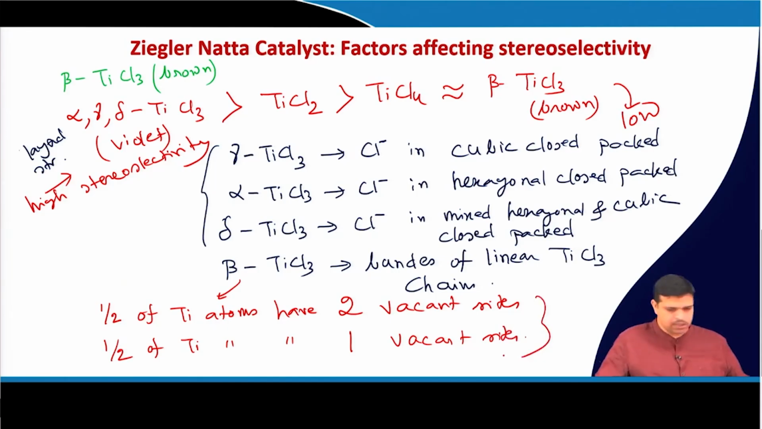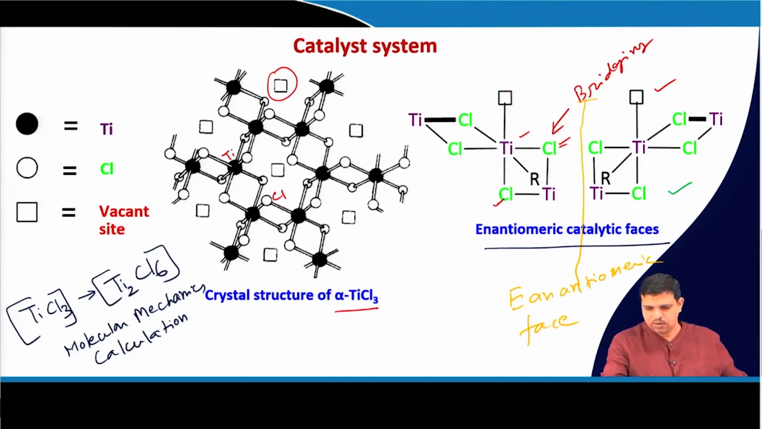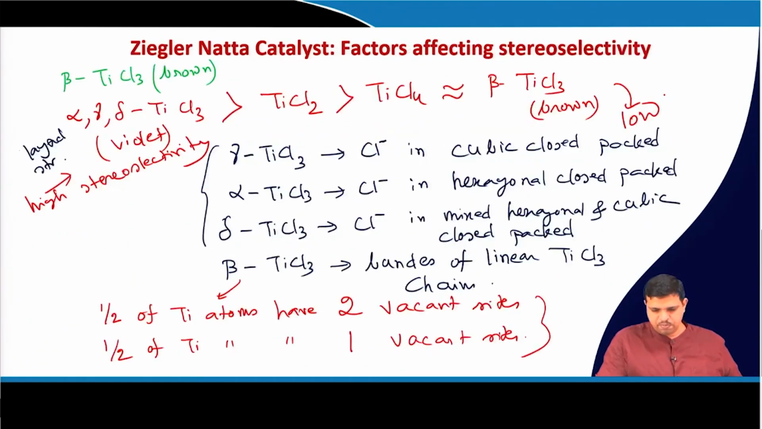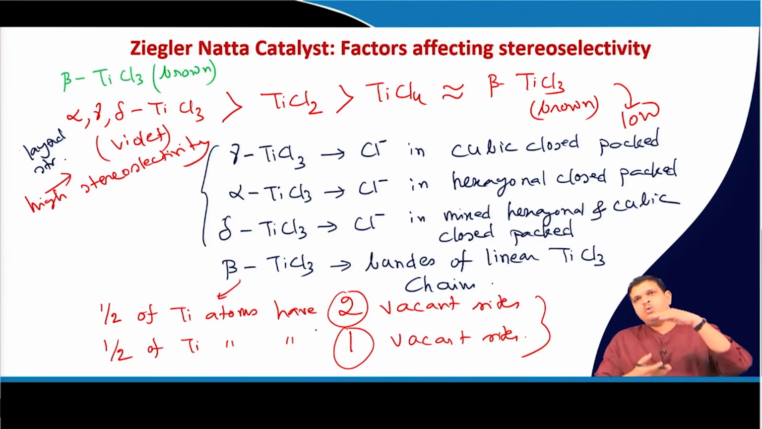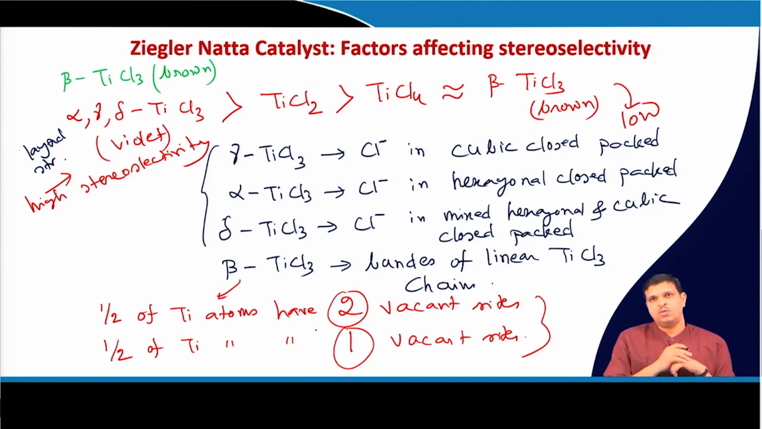Okay, now you try to understand from this structure here. This is the structure of alpha TiCl3. Here you will see one vacant site in a layered structure. But in the beta TiCl3, that is a linear TiCl3 structure, and here two vacant sites are possible for half of the titanium, and for the other half of the titanium it is one vacant site. Now you can imagine, if there are two vacant sites, then obviously there will be no stereoselectivity, and that is the reason that stereoselectivity is quite less for the beta TiCl3.